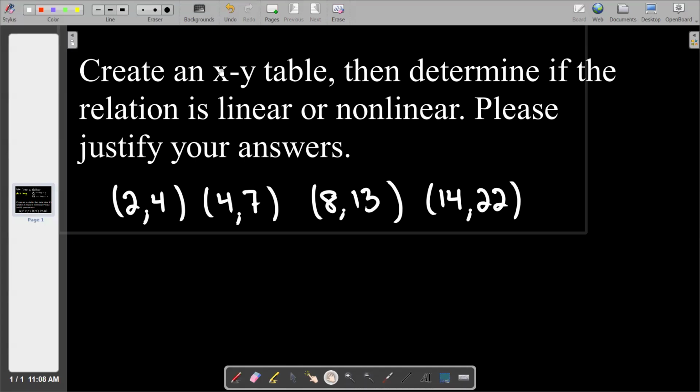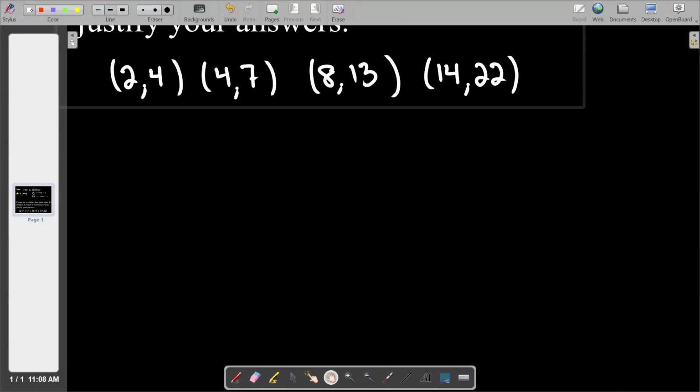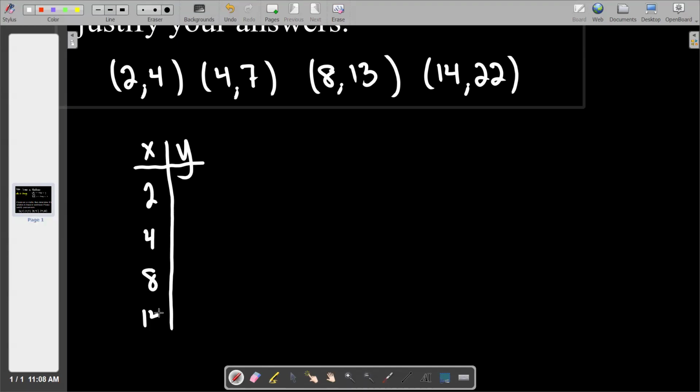I kind of failed at this last hour. We're going to make a table. And I think you guys have probably all made these tables before, but generally people just make their tables like this. X goes here, and Y goes here. And which numbers are we going to put down the left-hand side? Nice. 2, 4, 8, and 14. Right? We know that with ordered pairs, every ordered pair is an X and then a Y. And then the other numbers, the Y coordinates, are going to go down the right-hand side. So we're going to go 4 and 7 and 13 and 22, like this.